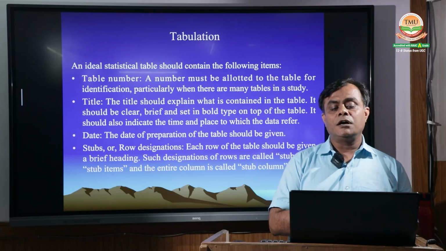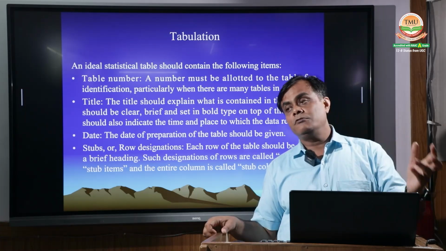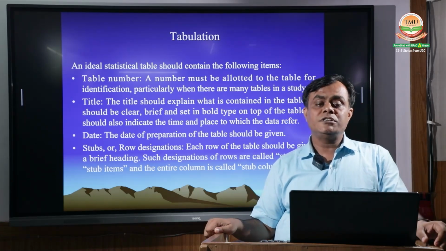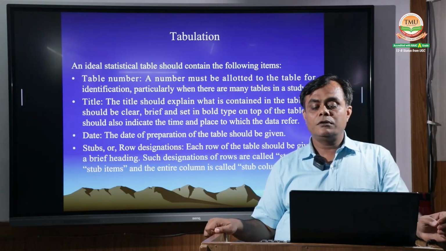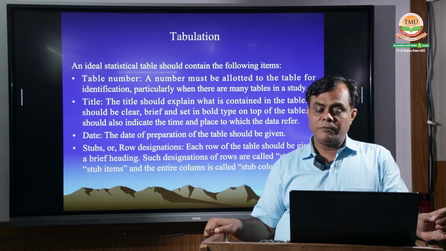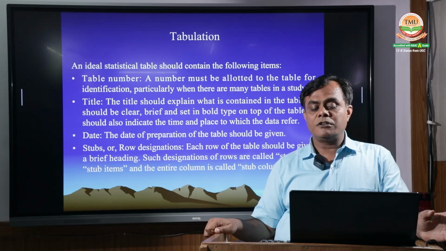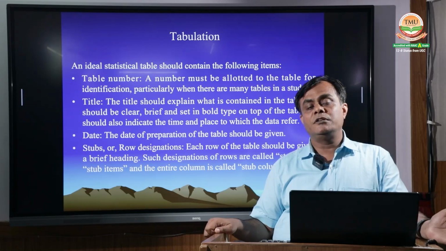So first is the table number. When you are designing data or presenting data in a tabular formation, first you have to allot a number for a particular table, when there are many tables in the study.